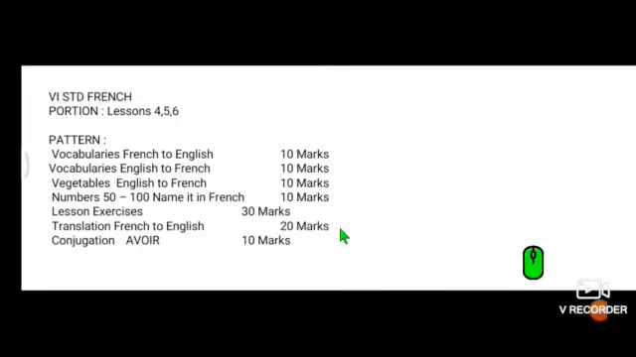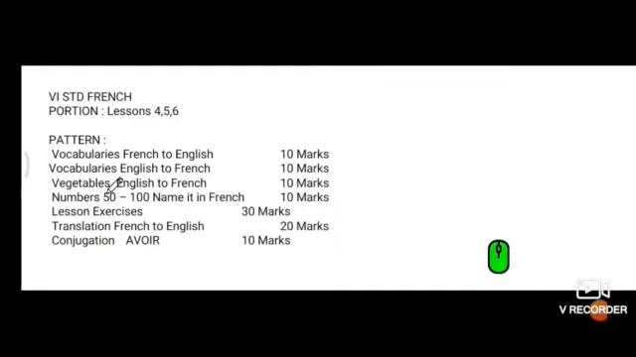Vocabulary from French to English 10 marks, and vocabularies from English to French 10 marks. So you have to learn vocabularies from lesson 4, 5 and 6. And vegetables. See, in second midterm I asked fruits, right? So this time it is vegetables. It is from lesson 4, you know that very well. That is 10 marks.